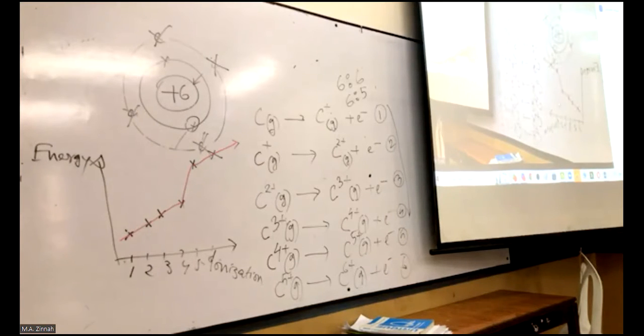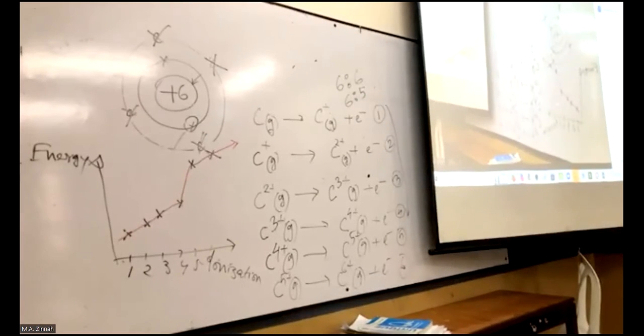Okay, so here are 2 points we have just started. One, why are the values of successive first ionization energy increasing? This is 1 point. You need to explain this in terms of 3 points. One is what is that?